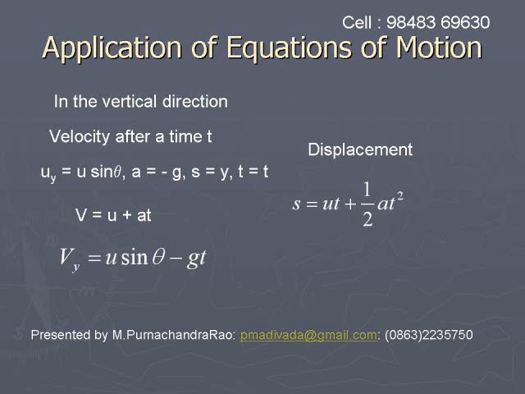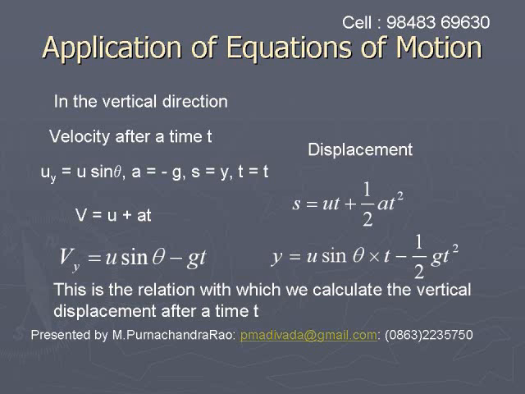Similarly, we can determine the vertical displacement or displacement along y-axis. This is obtained from the relation s is equal to ut plus half at square, where s is taken as y, so y is equal to u sin theta into t minus half gt square. With this relation, we calculate the y component of displacement.